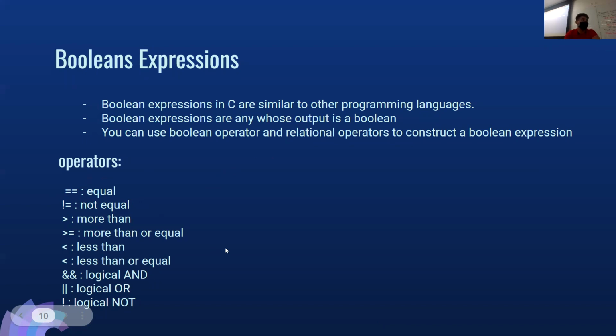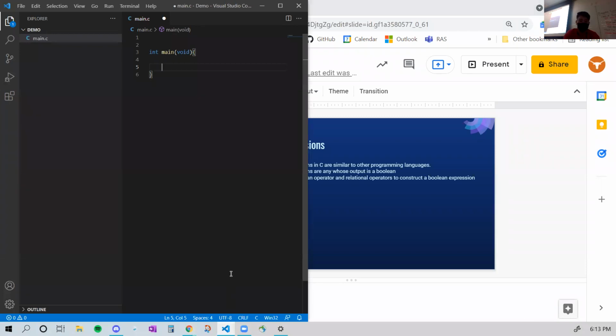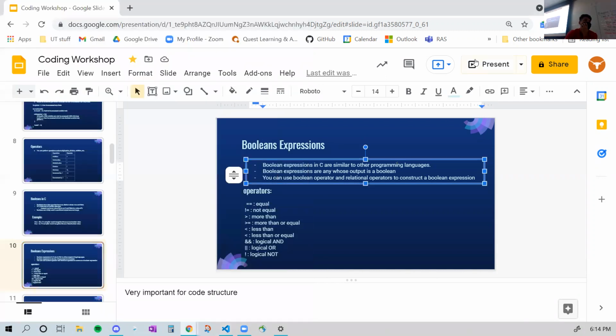So if you do int x equals 10, and then int y equals 9, then x equals to y, that expression will be false, right? But if you change the value of y to 10, then this expression will be true because they're obviously equal, right? They're the same value. Okay.